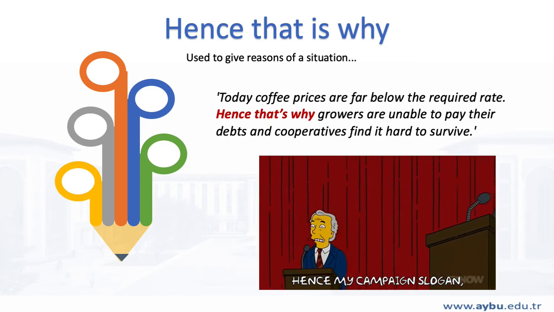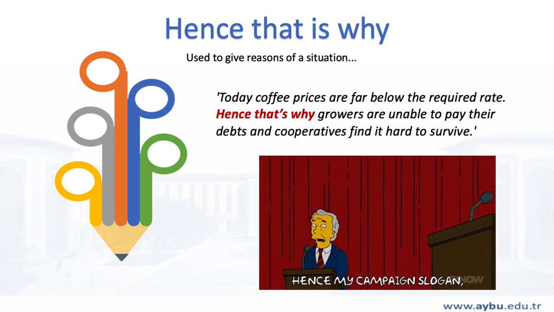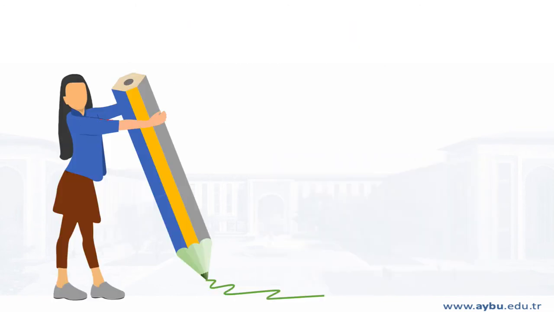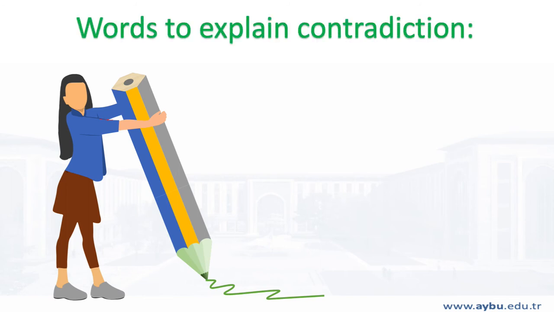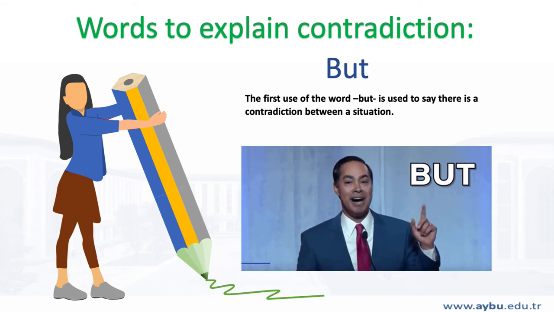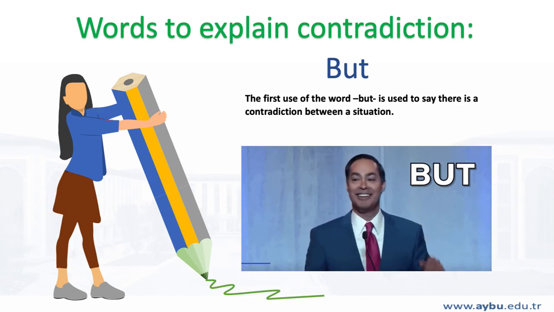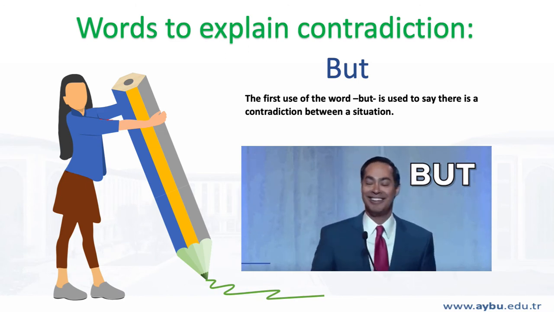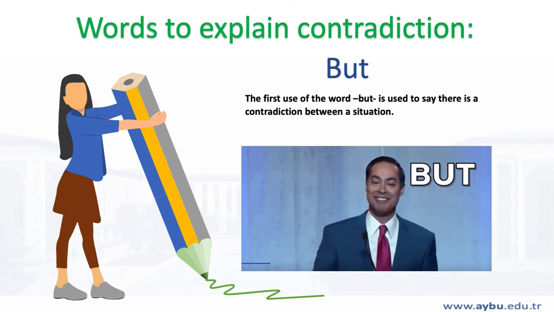That was the end of the words to explain results, so let's move on to the words to explain contradictions, meaning but. The first use of the word but, there are also synonyms for another meaning of it after this, is used to say there is a contradiction between a situation and what happened or will happen. Like, it was raining, but I went for a walk.